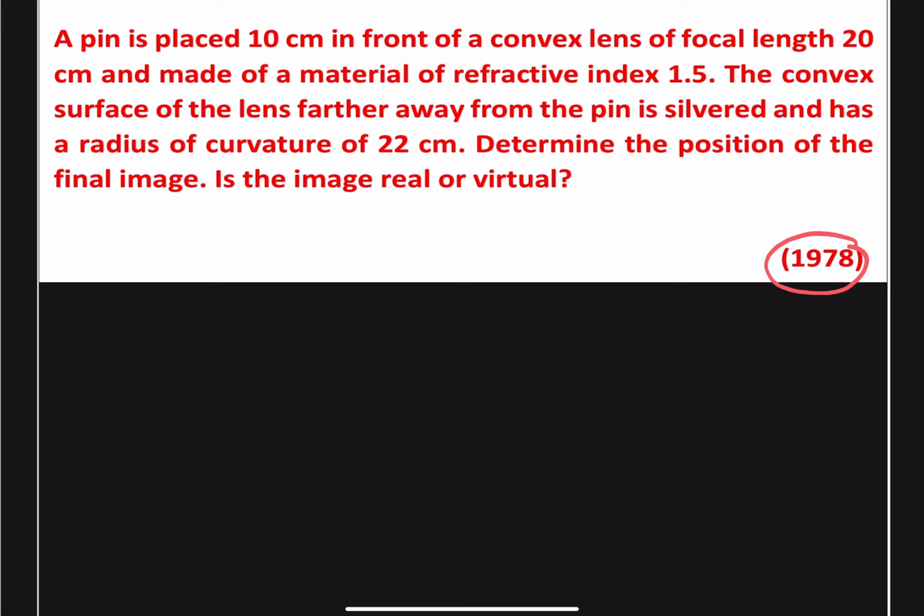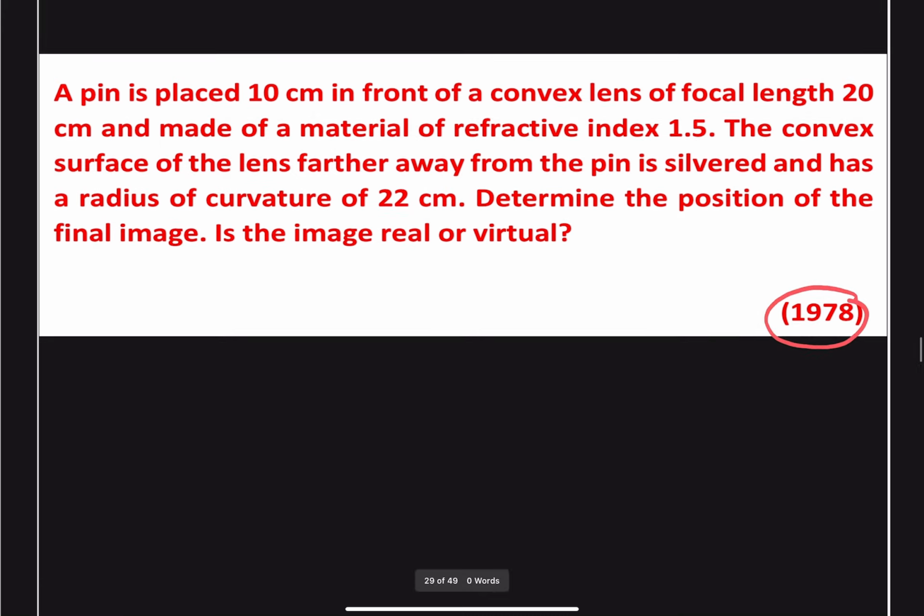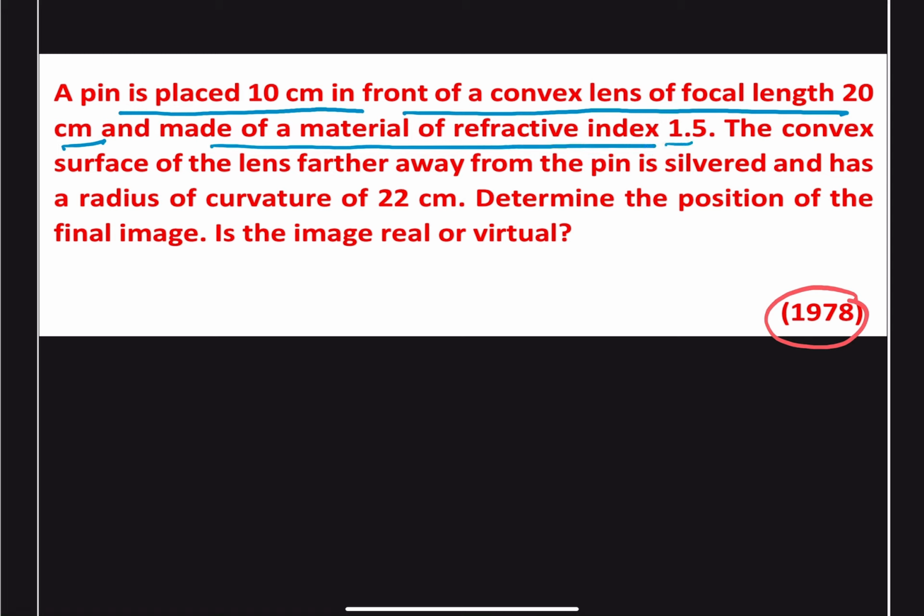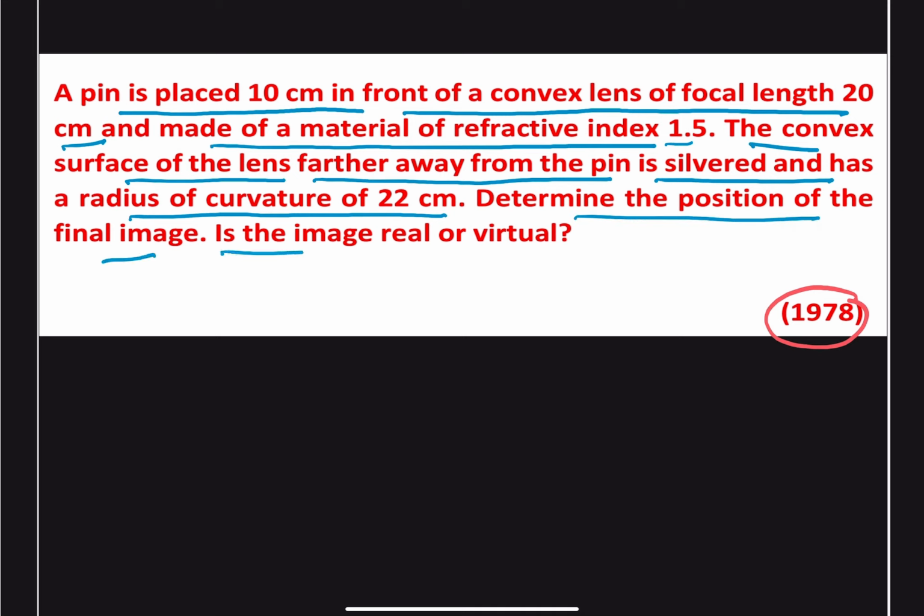Next question, it was asked in the year 1978, and it states that a pin is placed 10 centimeter in front of a convex lens of focal length 20 centimeter and made of material of refractive index 1.5. The convex surface of the lens farther away from the pin is silvered and has a radius of curvature 22 centimeter. Determine the position of the final image. Is the image real or virtual?